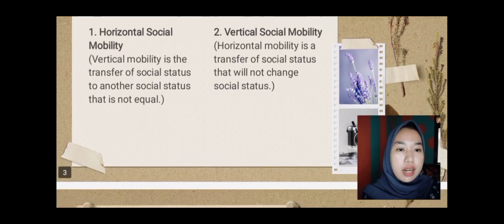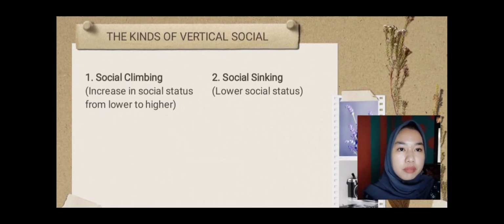The next slide. The kinds of vertical social mobility. There are two kinds. The first is social climbing. Social climbing is an increase in social status from lower to higher.